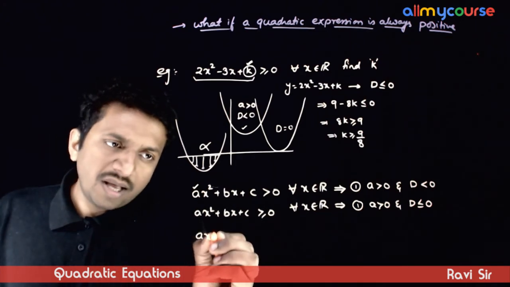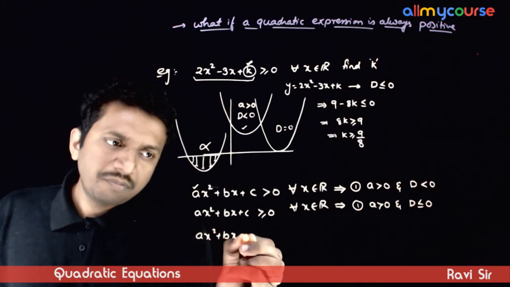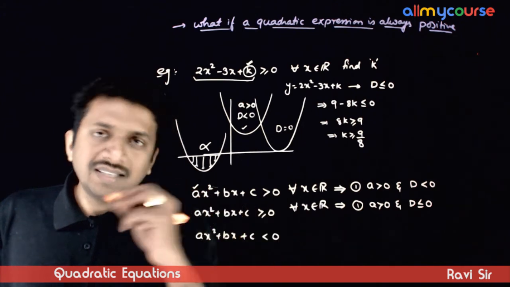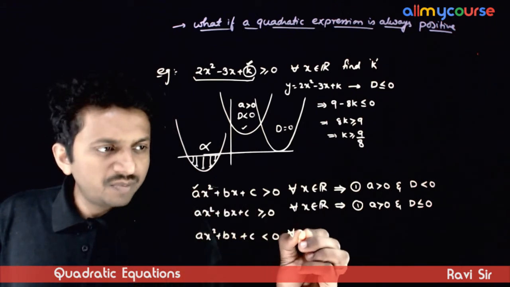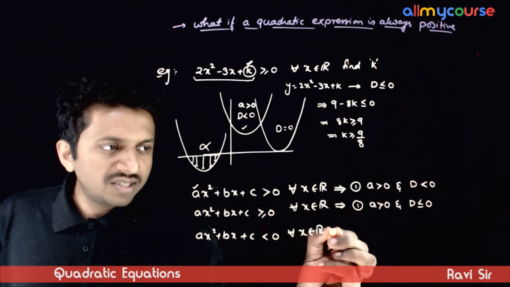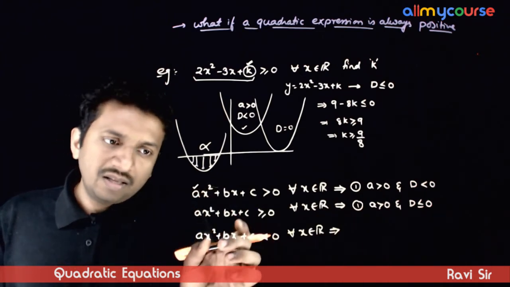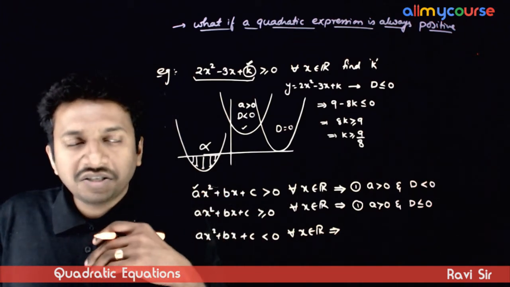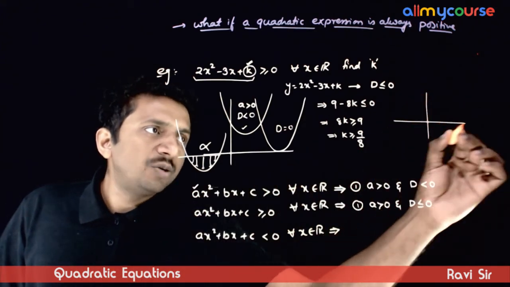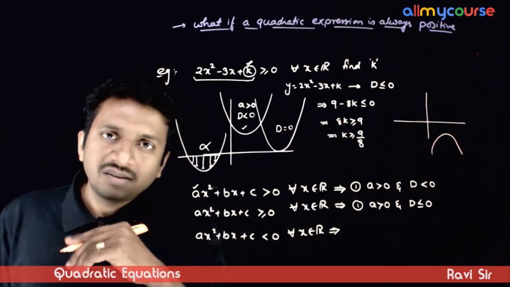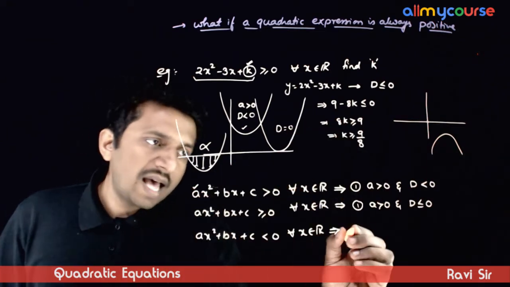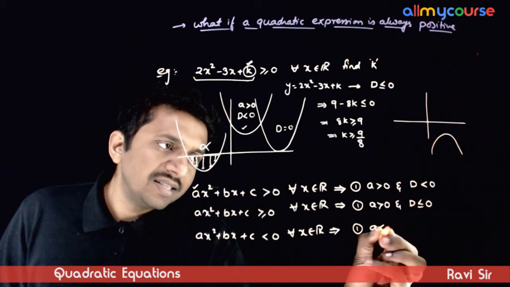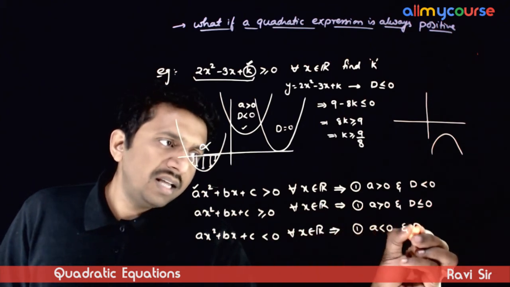If ax square plus bx plus c is always less than 0 for all x belongs to R, then what is the condition? If this expression is always less than 0, then what is the condition? The graph has to be completely below x-axis. And when will this happen? This happens when a is less than 0 and D is less than 0.